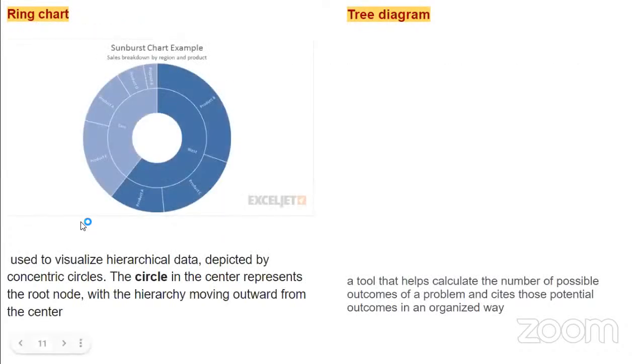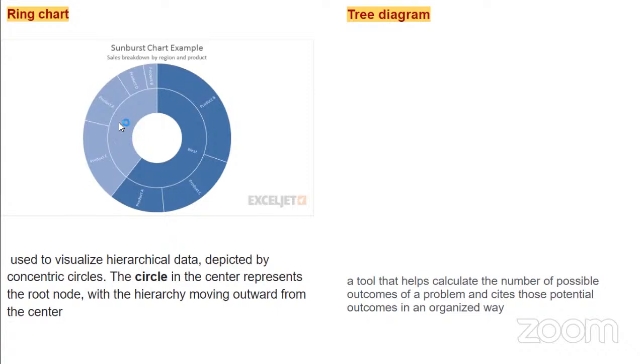So I'm just going to explain a bit more here because I might have moved a bit faster. A ring chart is used to visualize hierarchical data depicted by concentric circles. The circle in the center represents the root node with the hierarchy moving outwards from the center. So you find that here what we have is a visualization on regional sales, sales by region. So we have the eastern region and the western region. You see each of them has its own share of the total percentage number of sales that have been made during that specific period of time.